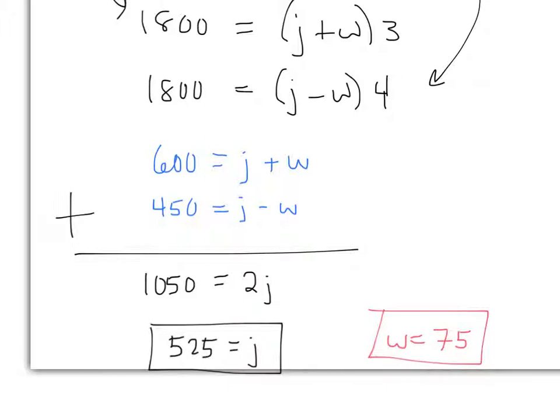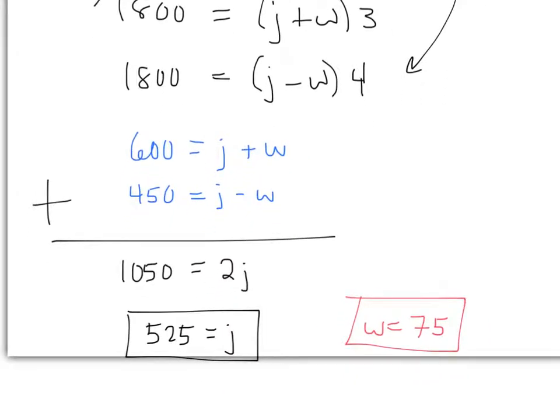The question said, what is the jet speed, which is what we're looking for right here, and what is the wind speed right here. So our verbal statement would say that the jet speed is 525 miles per hour, and the wind speed is 75 miles per hour.